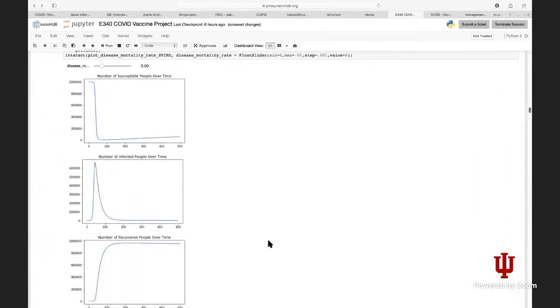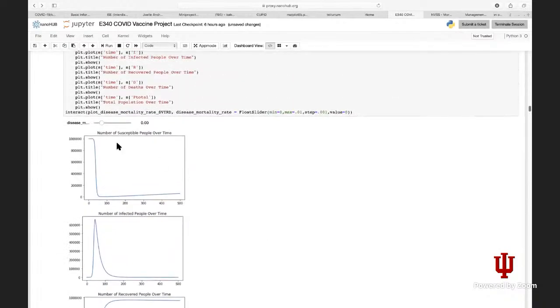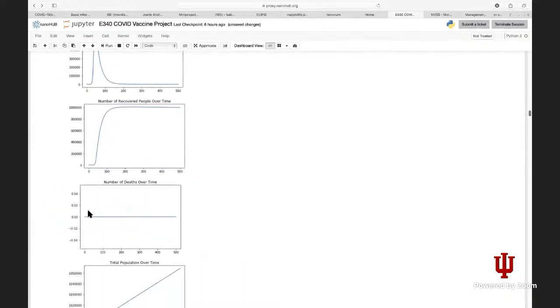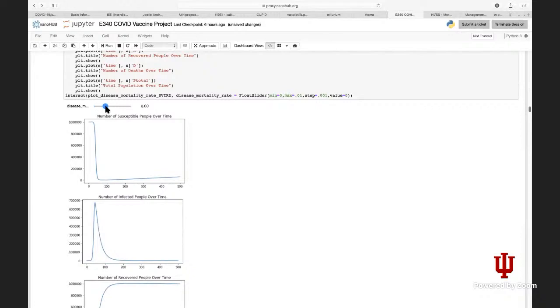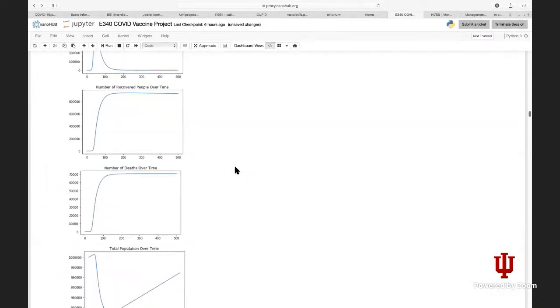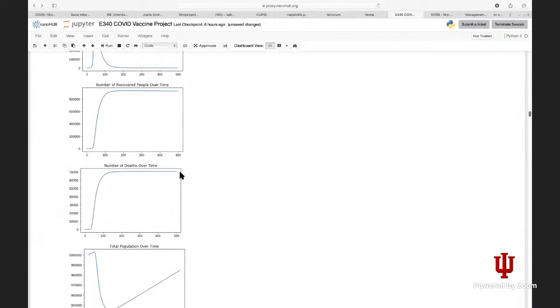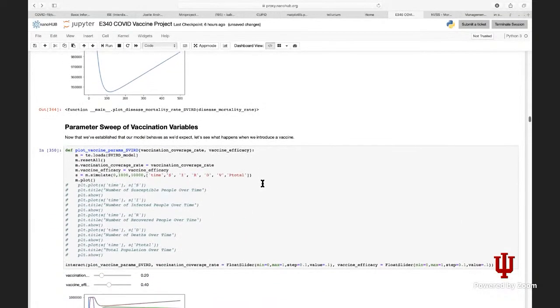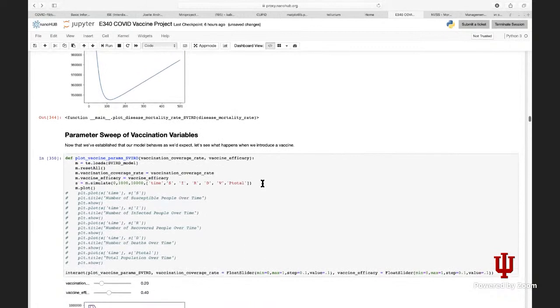And then disease mortality. If we have no disease mortality, then we have no deaths from the disease. And if we increase it, sorry about that, we start to see deaths from the disease. So now I believe that's all the non-vaccination parameters.